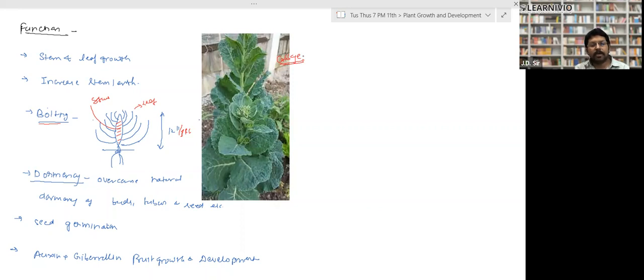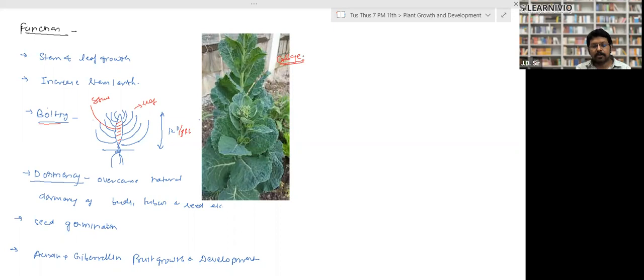Dormancy is that time period in which a seed or a bud keeps on sleeping and does not germinate, right? For example, you take a new potato out from the field and again sow it. It won't grow, because now it will go under dormancy.